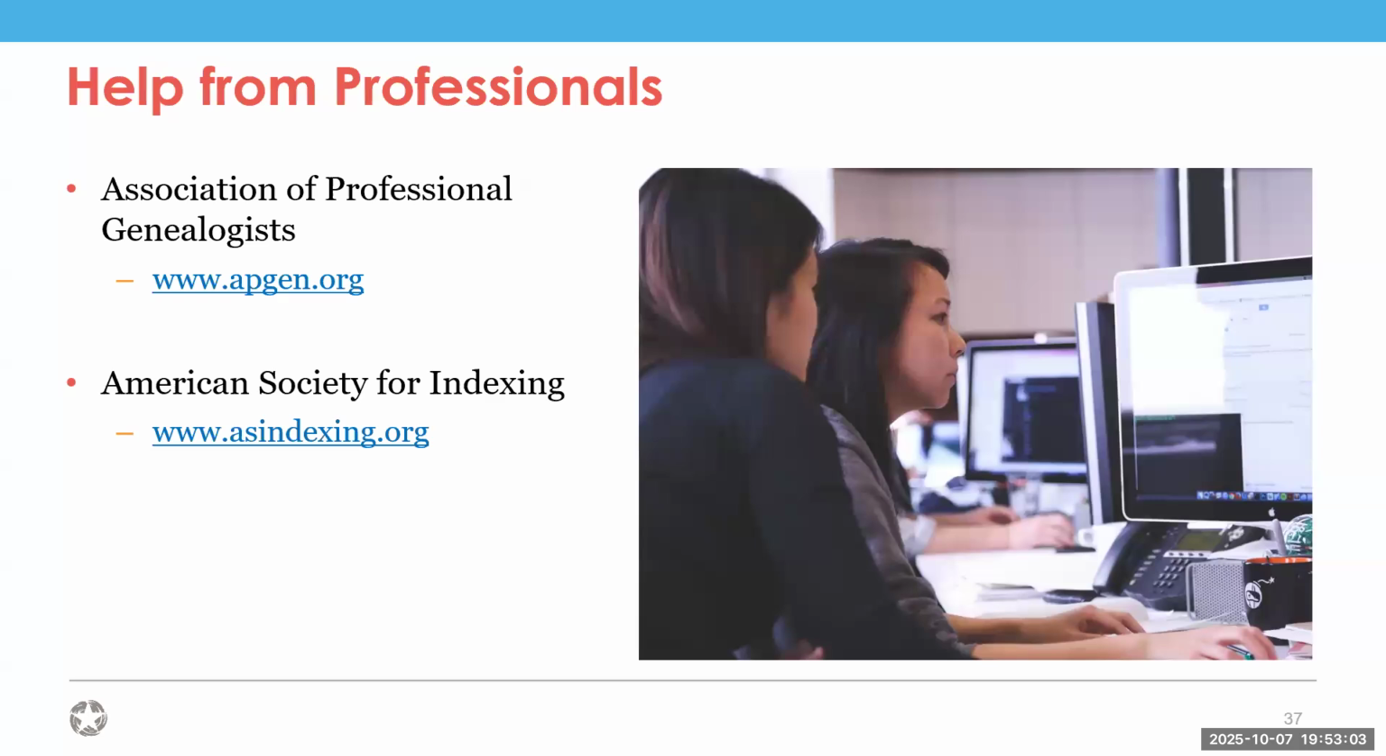There's also the Editorial Freelancers Association. Again, you can find a lot of resources for writers, editors, proofreaders, indexers, researchers, etc. So that's some additional help that you might be able to find, and you've got their website URL there as well.